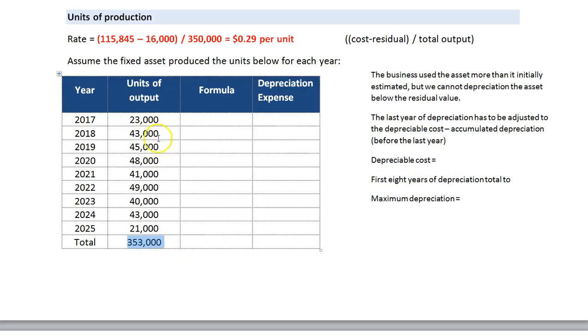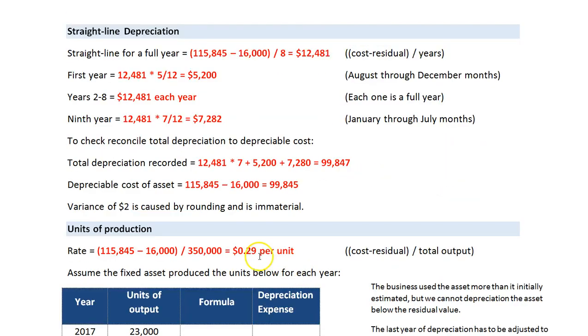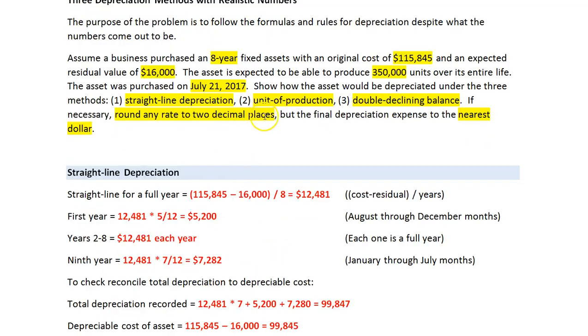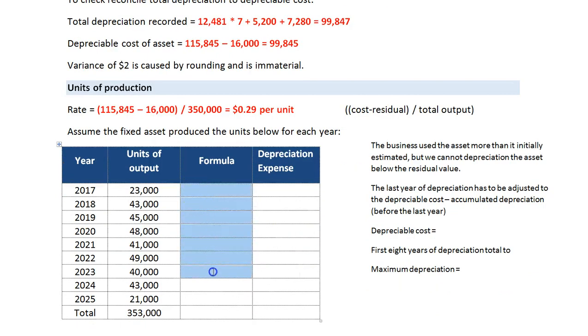This is looking into the future. So all the business knows is they estimate it's going to be 350,000. So we use that number in the formula, which is 29 cents per unit. This one got rounded, it's not exactly 29 cents, so it's a rounded number. But we're going to use that as our rate because our rounding rule said to round to 2 decimal places. Alright, so what we're going to do is just use the 29 cents through all these months.